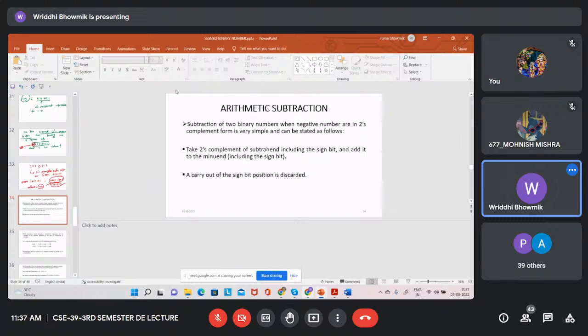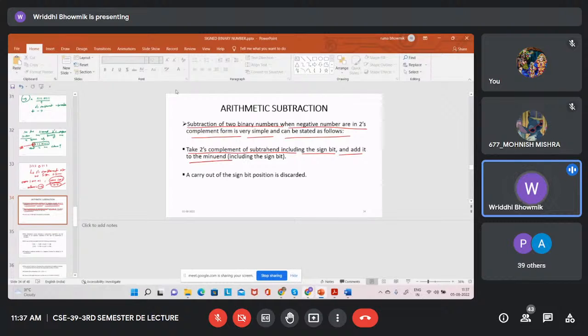Okay. Now, arithmetic subtraction of two binary numbers when negative numbers are in 2's complement form is very simple and can be stated as follows. Take the 2's complement of the subtrahend including the sign bit and add it to the minuend.